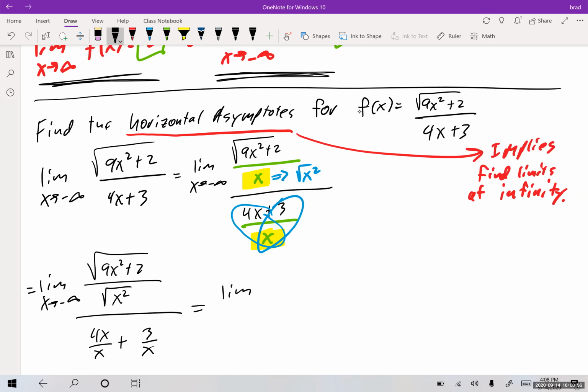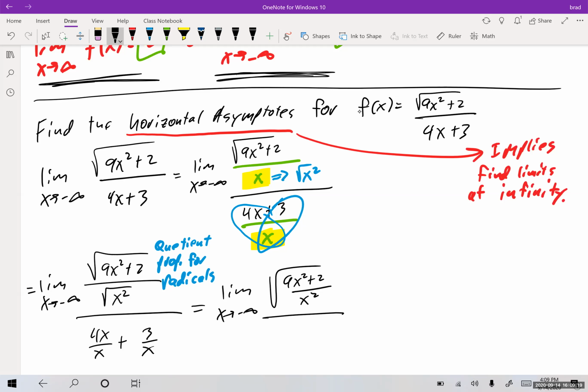So now I'm going to have the limit as x approaches negative infinity. Now I can rewrite this as 9x squared plus 2 over x squared. Remember, this is the quotient property for radicals. So I use the quotient property for radicals to write them under one radical together. And then this will become 4 plus 3 over x. So if you notice, I'm totally fine with my denominator right now. My denominator is looking good. What I'm worried about is my numerator. So let's clean that up a little bit.